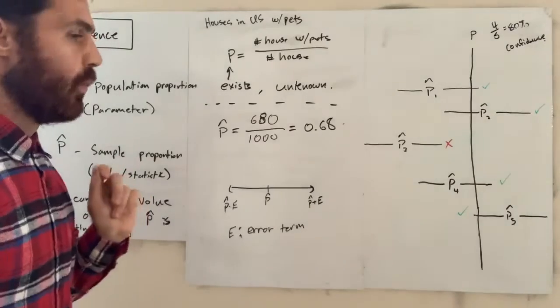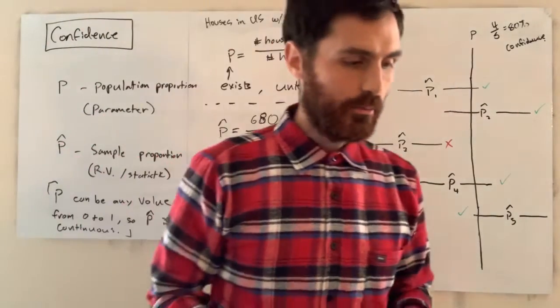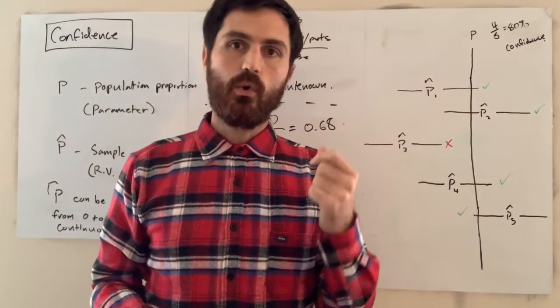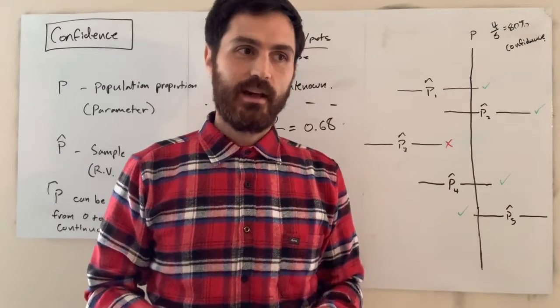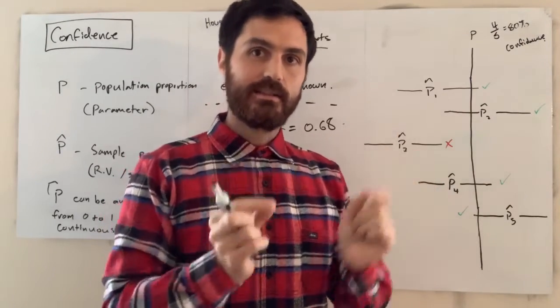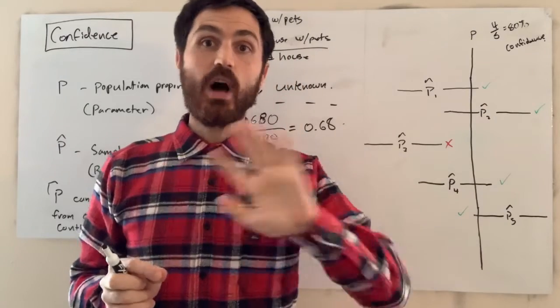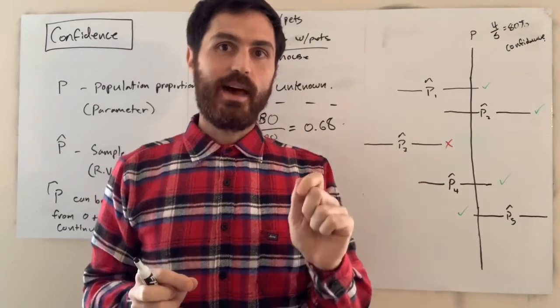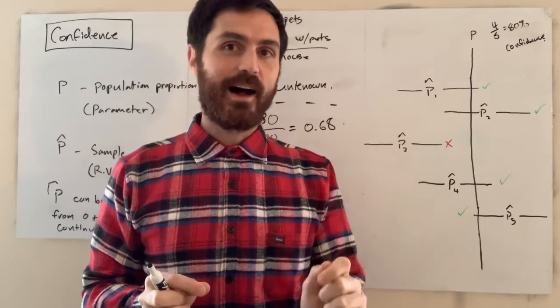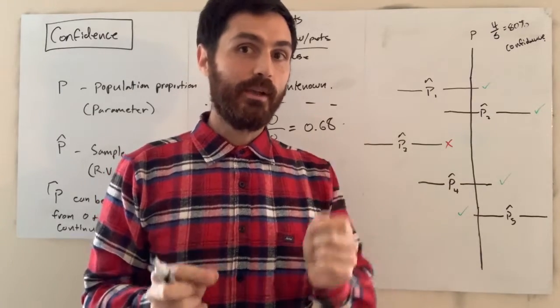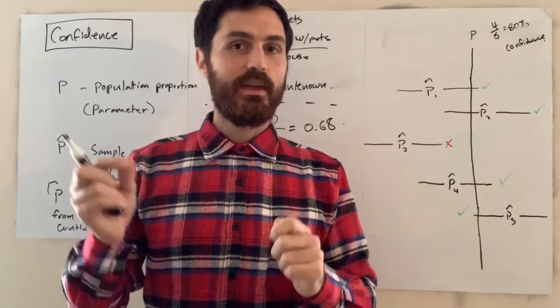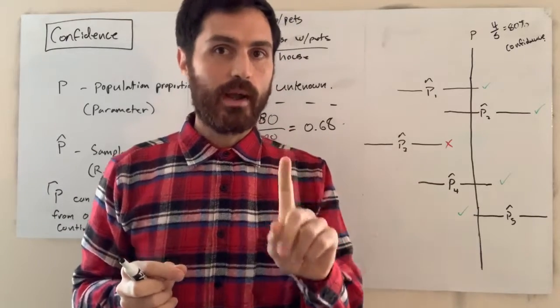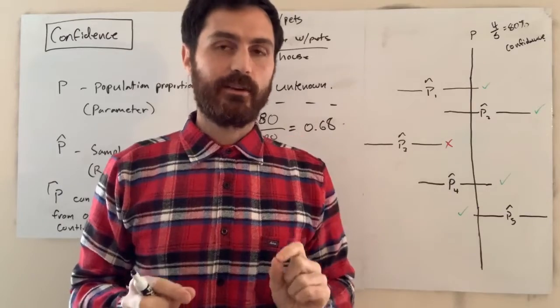Okay, one thing I want to point out is when someone says we have a 95% confidence that the parameter is in this interval, that does not mean that there's a 95% probability or chance of the parameter being in that interval. Because again, remember, the parameter exists. It is a specific number.